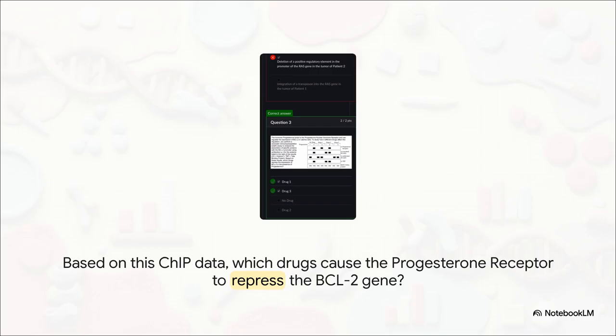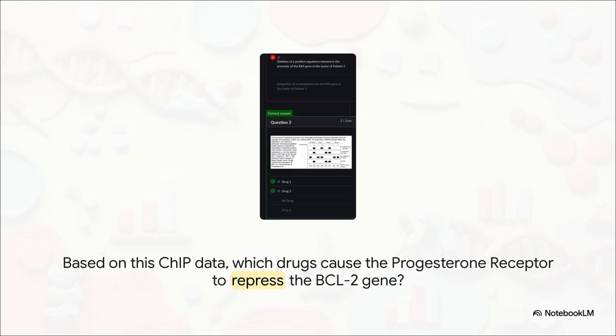So what does that actually mean in terms of data? It means two things have to be true. First, our protein, the progesterone receptor, has to be bound to the gene. We can see that as a band in the top row. Second, for it to be repressed, the gene has to be turned off, which means no histone acetylation. We see that as the absence of a band in the second row.